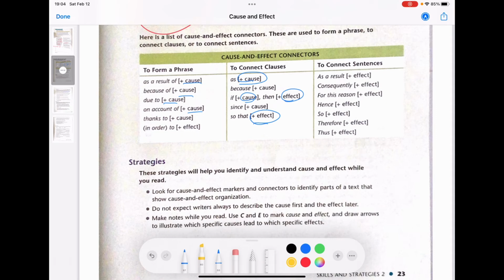A few things to remember. Look for cause-effect markers and connectors to identify parts of a text that show cause and effect organization. Don't always expect writers to describe the cause first and the effect later. Make notes while you read. That's really helpful. Use C for cause and use E for effect. And then draw arrows to help you understand which direction it's going.